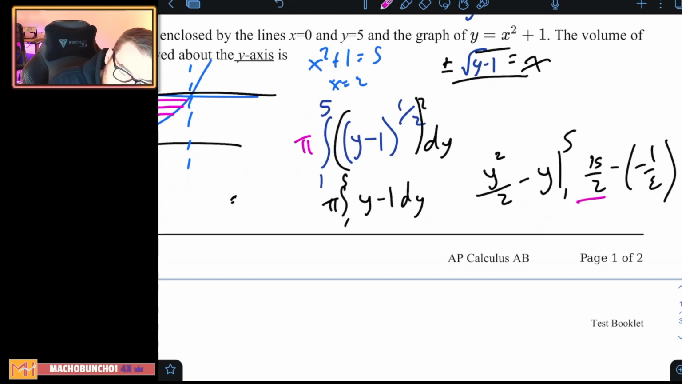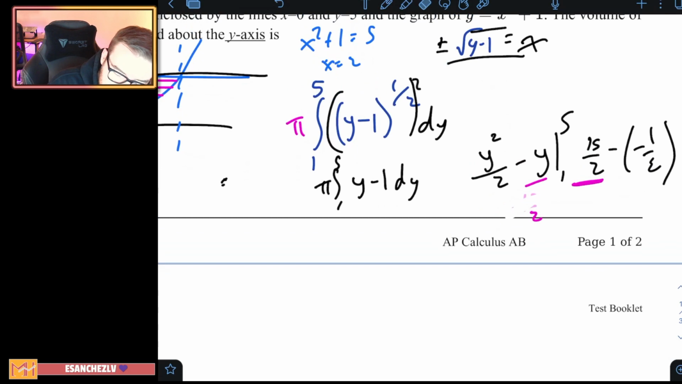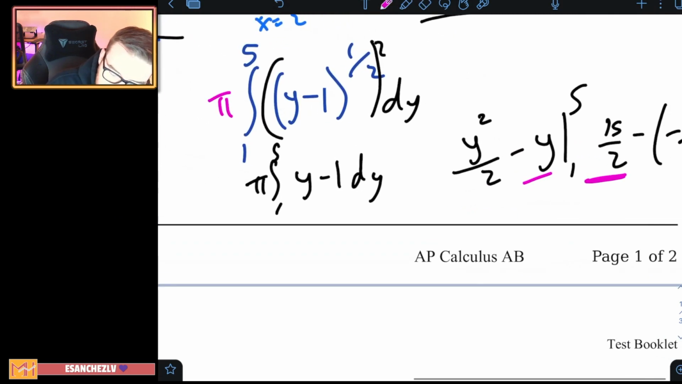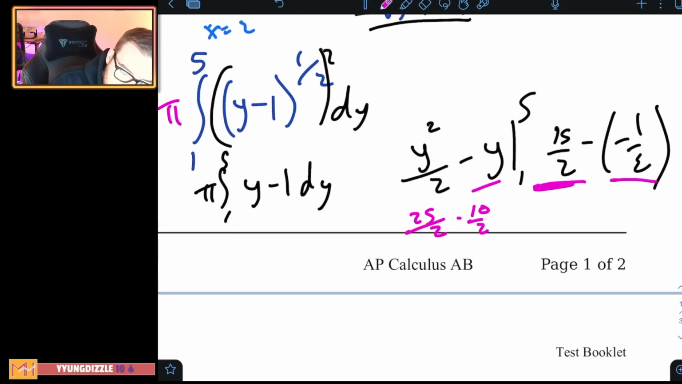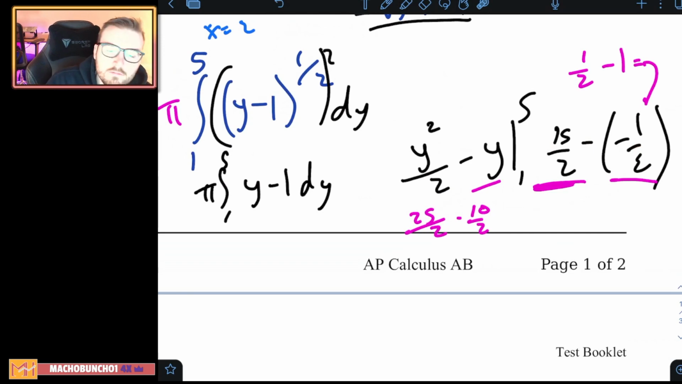That's what I did. So this was 25 over 2 minus 10 over 2, because you're plugging in 5. 25 minus 10 was 15 over 2. Here, let me write that work in, because if I couldn't see it, you probably can't see it. So this was becoming 25 over 2 minus 5, which I rewrote as 10 over 2. And that's where the 15 halves comes from. And then negative 1 half is coming from plugging in the 1. So 1 over 2 minus 1, which is negative 1 half. When you subtract the negative half, that's plus a half. So 15 plus a half is 16. 16 divided by 2, 8.